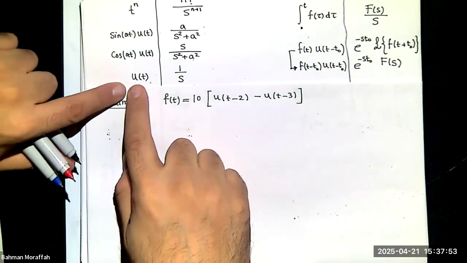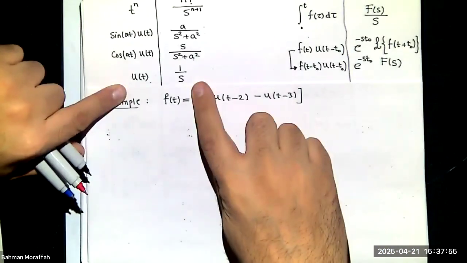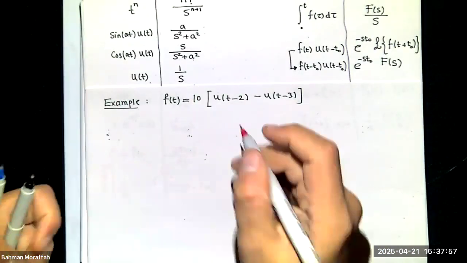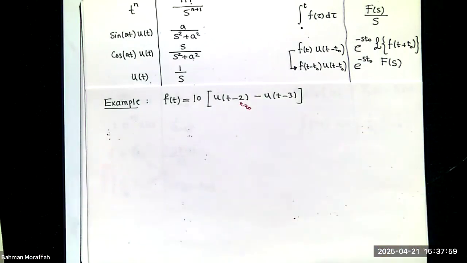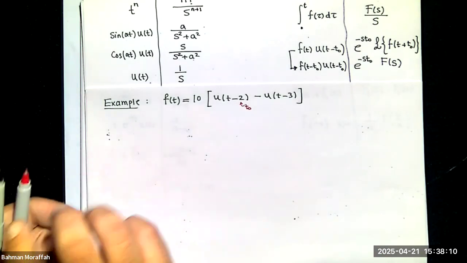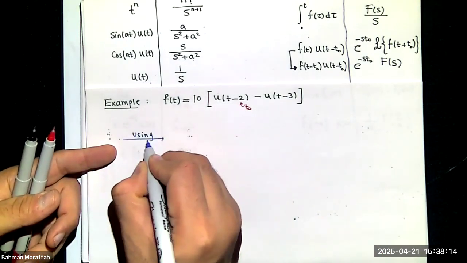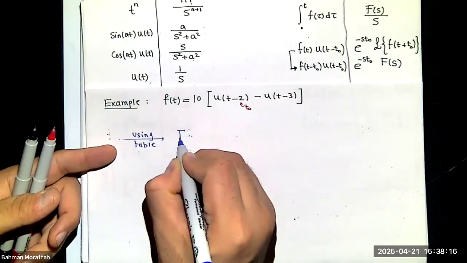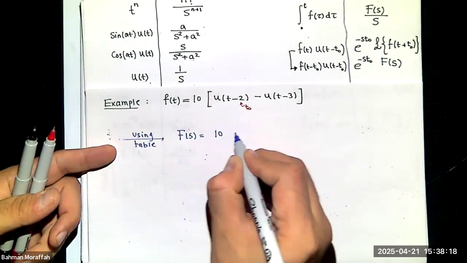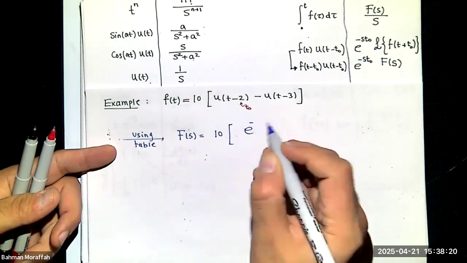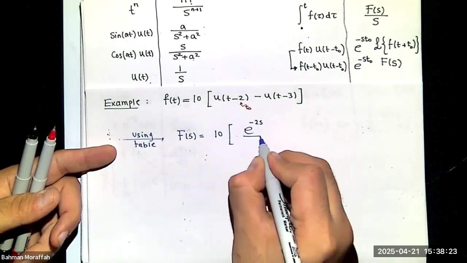I know the Laplace transform of u of t is 1 over s, since this one is shifted by this t naught. Therefore, I have to multiply by e to the power of minus s t naught. In this case, it is minus 2s. So I have F of s using the table. I know F of s is 10 times e to the power of minus 2s over s.